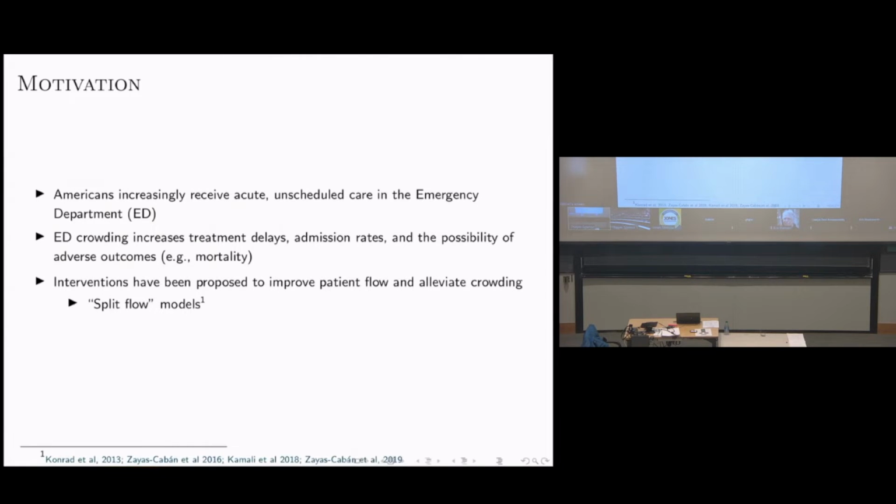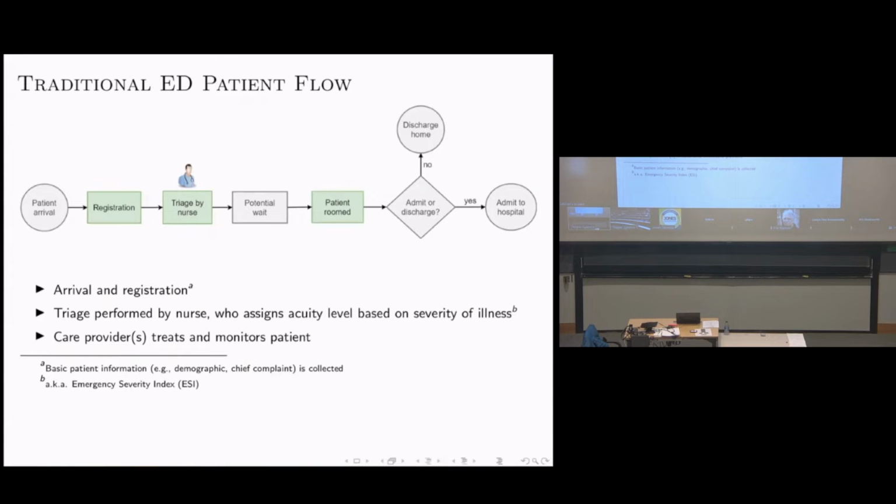In order for me to introduce the split flow model, I'm going to just quickly take you through the typical patient flow in the emergency department in case you haven't seen this before. Typically a patient arrives and registers. Someone will collect some basic patient information like demographic information and your chief complaint. So for example, you go to the ED with abdominal pain or chest pain or syncope, et cetera. After registration, there is typically a nurse who performs triage. For those of you who don't know, triage is basically a way to assign an acuity level based on the severity of illness. And in many hospitals in the U.S., they use the Emergency Severity Index, which is a 5-point triage level algorithm.